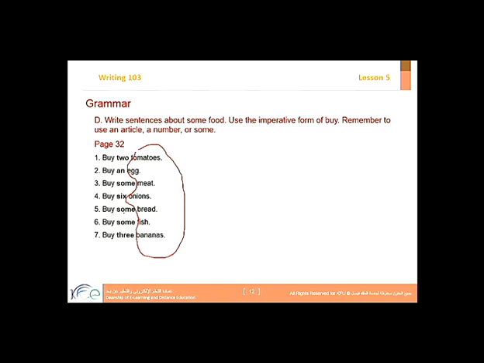It's fine. With bread, I cannot say buy 5 bread. I could say only buy some bread. With fish, also, fish is non-countable. So I could say only buy some fish. With bananas, bananas is a countable noun, so I could use a number before it. So I could say buy 3 bananas, 4 bananas, 5 bananas, or 6 bananas, or whatever number, okay? So here is the rule.